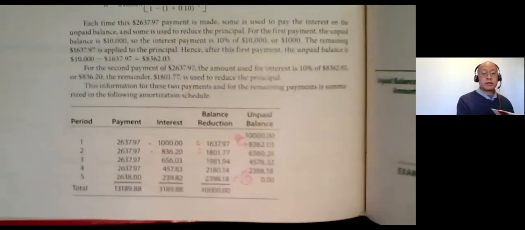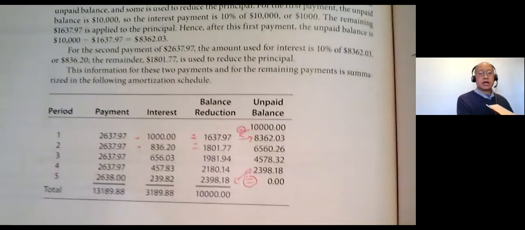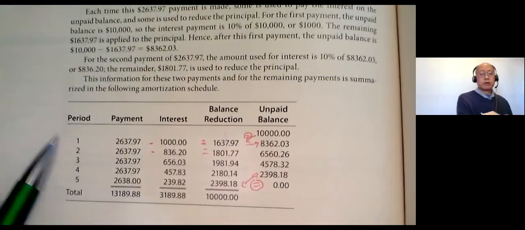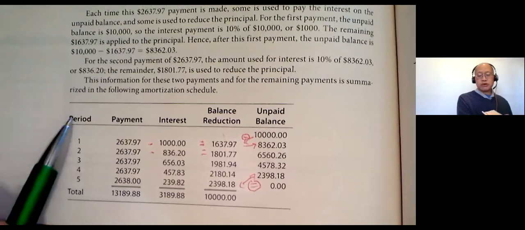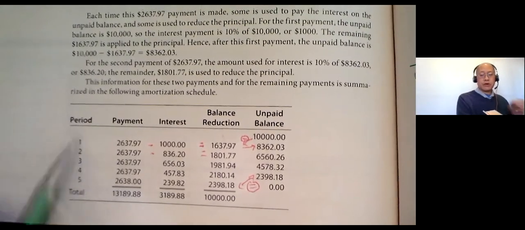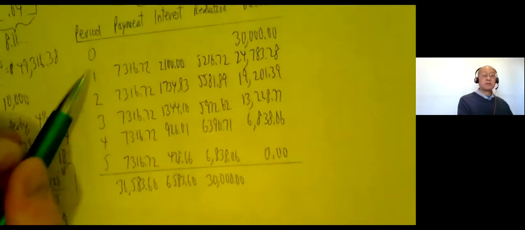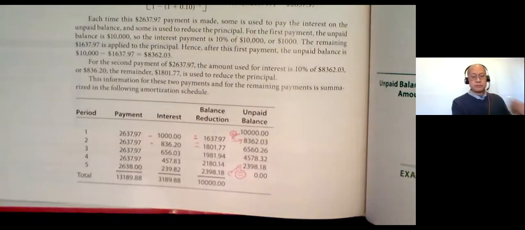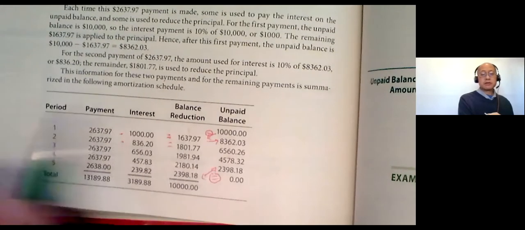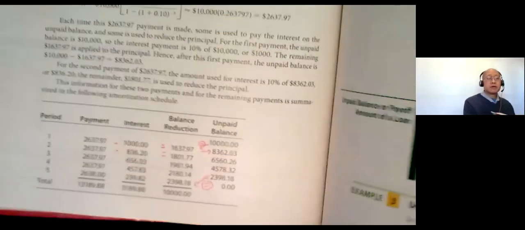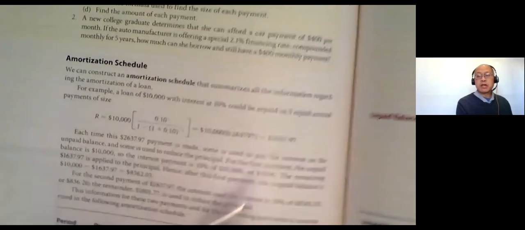Okay, so let me rehash what happened last time. It says 5 payments, so period 1, 2, 3, 4, 5. I guess you can put a 0 here. In fact, when I do it, I'm going to put a 0 at the top. All right, $10,000. Now the payment that we saw was by formula 2637.97.